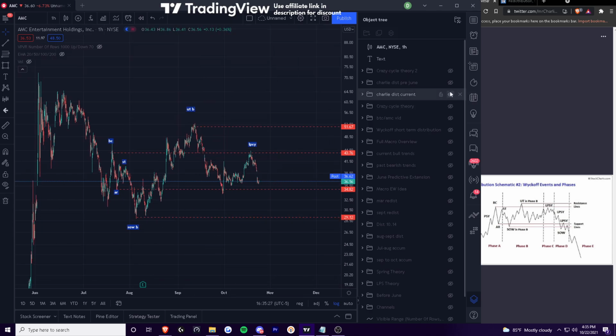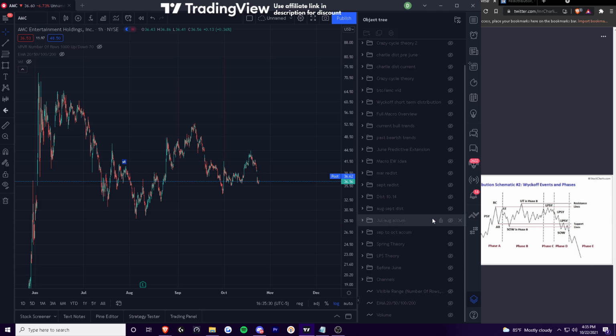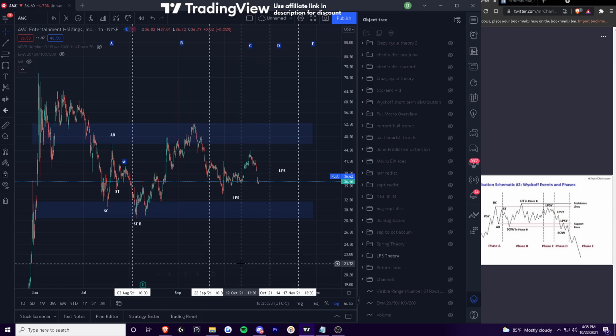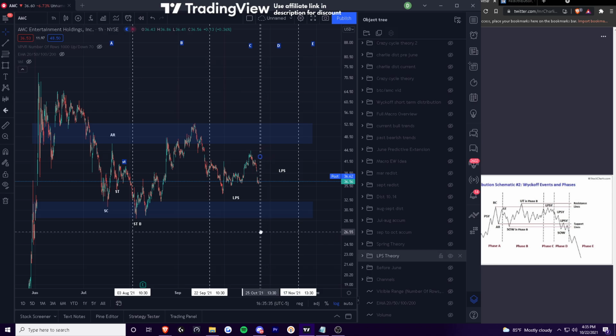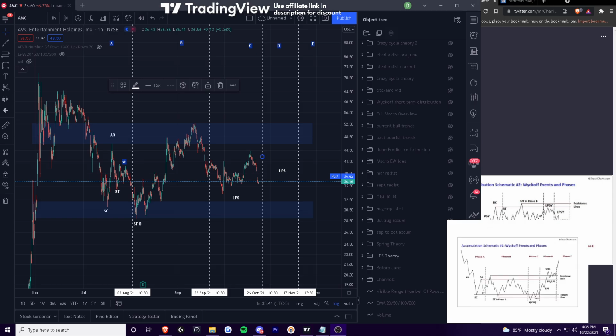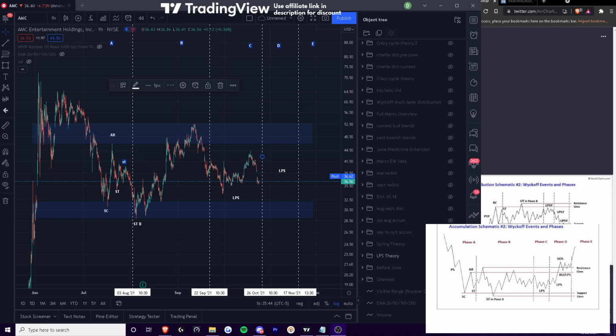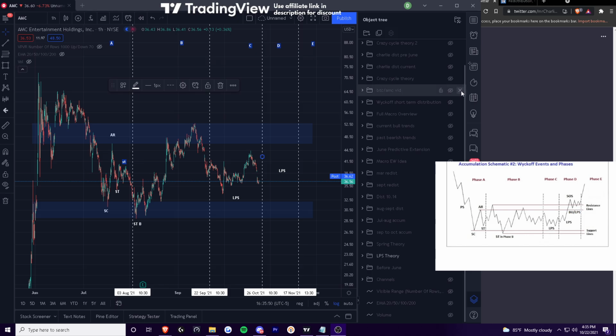So I know that previously we had been talking about accumulation, and I'll show you what that looks like here. And then I'll also show you the schematic for that. I have it here. It's not that one. It's this one that we've been following historically. And so you can see, obviously, we have the last point of supply. Support here instead of last point of supply. You have your sell test in phase B. Your sell test, your selling climax, your automatic reaction. Primary supply would be like right here.